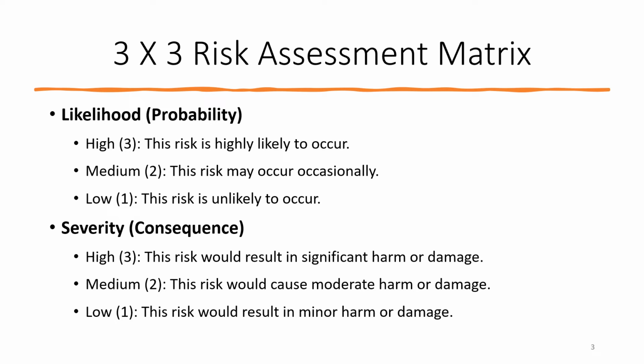The 3x3 matrix is just going to be 3 blocks: low, medium, and high. Low, of course, means low risk. Medium means that it may happen occasionally, and high means that there's a very high chance that it will occur. When we look at severity and consequence, that's also on a scale of 3. Low means that there's minor harm or damage. Medium is moderate harm or damage, and 3 is significant harm or damage.